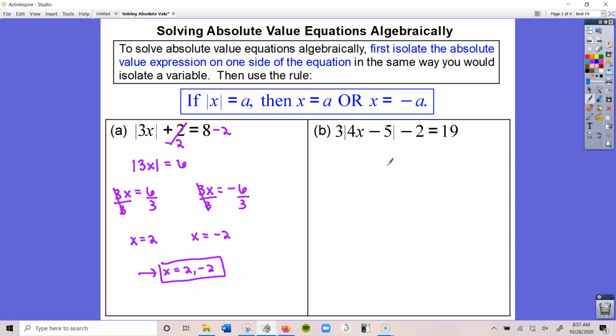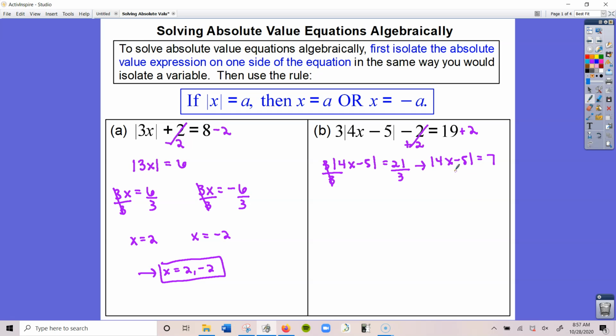Let's look at this example. I need to isolate this absolute value, so I'm going to add 2 to both sides. I get 3 times the absolute value of 4x minus 5 is equal to 21. This 3 on the outside is being multiplied, so I'm going to divide it. And now I have that the absolute value of 4x minus 5 is equal to 7.